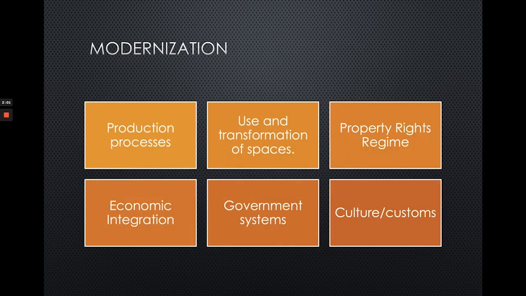Now we will think about the role of modernization in this story, and how this process has many dimensions and affects many aspects of life, including the production processes, how spaces are occupied and transformed to serve different purposes, how property over land and means of production is defined, how extended are the markets, what types of government exist, and the role that culture and customs play under this scenario.